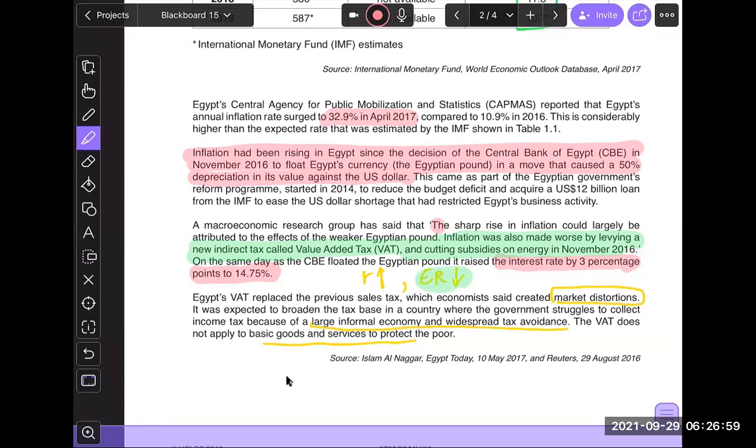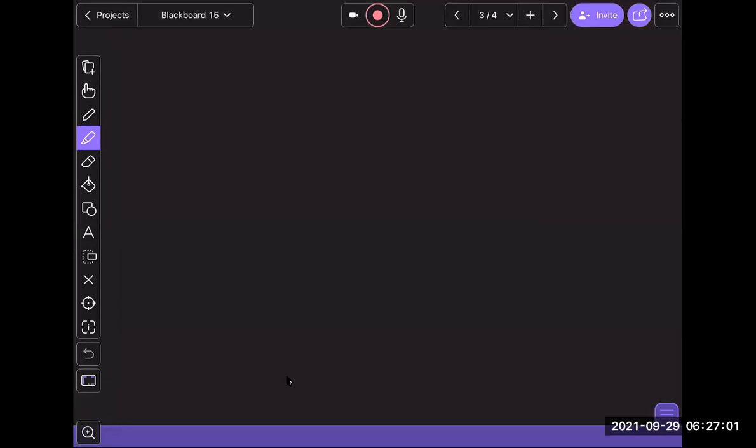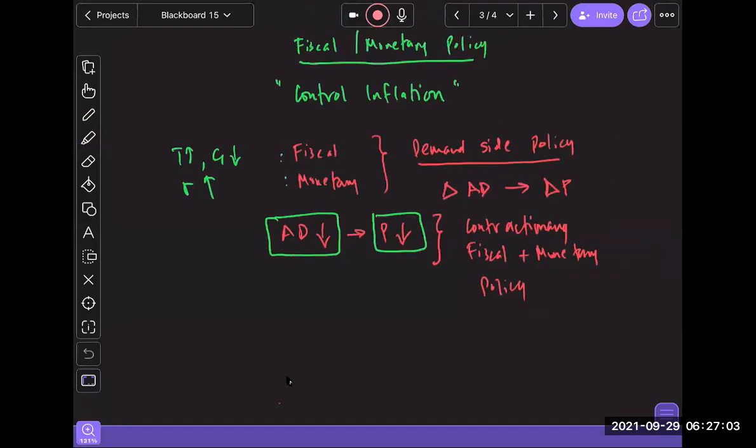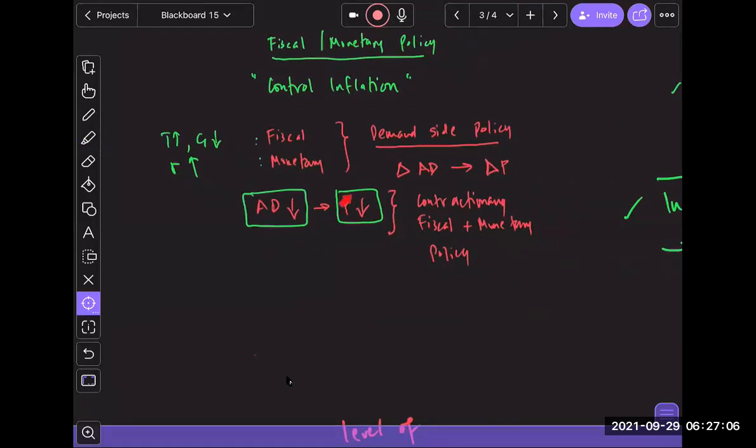And some of these policies can control inflation because we talked about how this is going to make the AD fall and therefore the price level go down. So you can talk about how the government, by raising taxes and by reducing government expenditure, like cutting down on subsidies, can make the AD fall and therefore the price level fall. Similarly, when you increase interest rates, this will also result in a control of inflation, right? So this is the first part of the discussion.